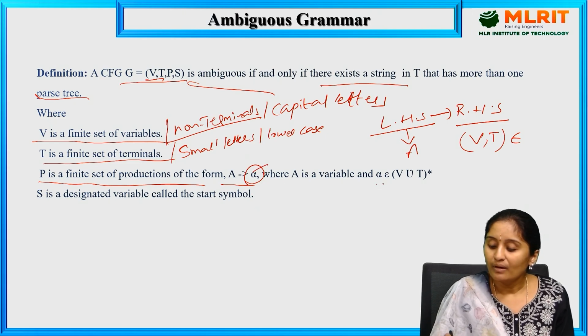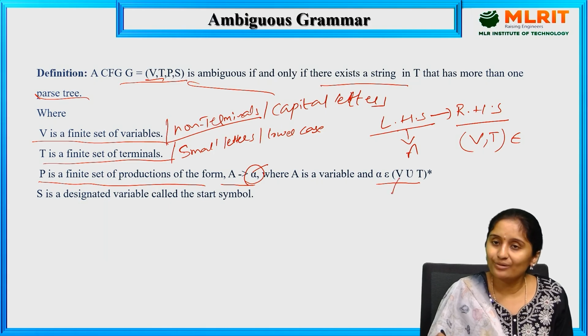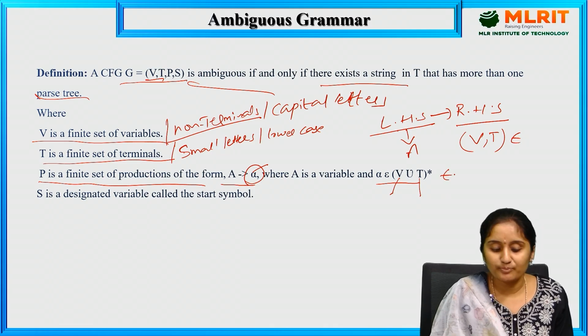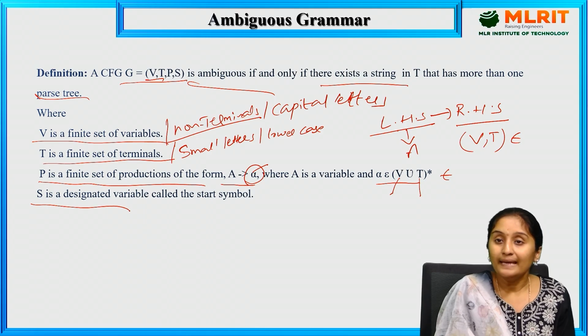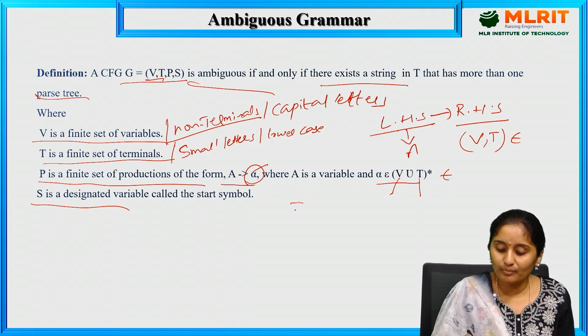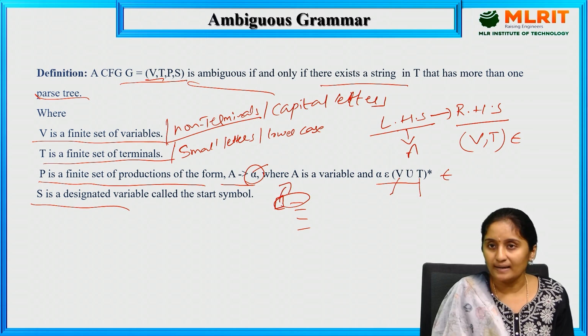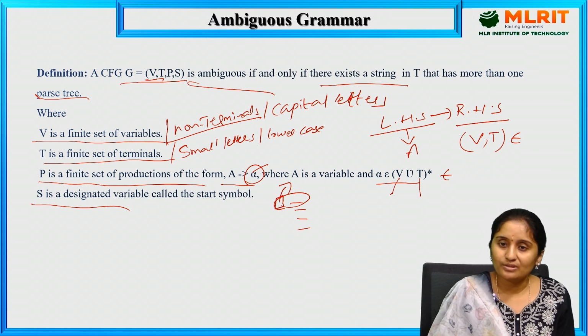RHS can be V union T whole star. That is, it can consist of variables or terminals, or a combination of variables and terminals, or we can also have epsilon in the productions. S is the start symbol. In the production rules, we will have n number of productions. The non-terminal in the LHS of the first production will be our start symbol. So this is ambiguous grammar.